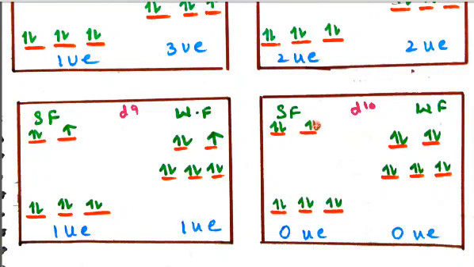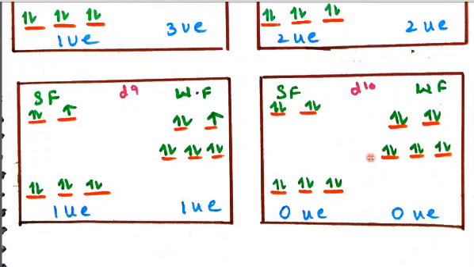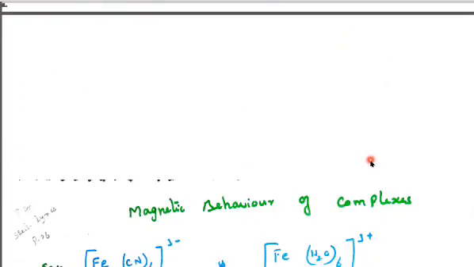So it is no unpaired electron. Even in weak field, 1, 2, 3, 4, 5, 6, 7, 8, 9, then 10. So even here also no unpaired electron. This is the way we are supposed to fill in strong field ligand and weak field ligand in octahedral complexes.